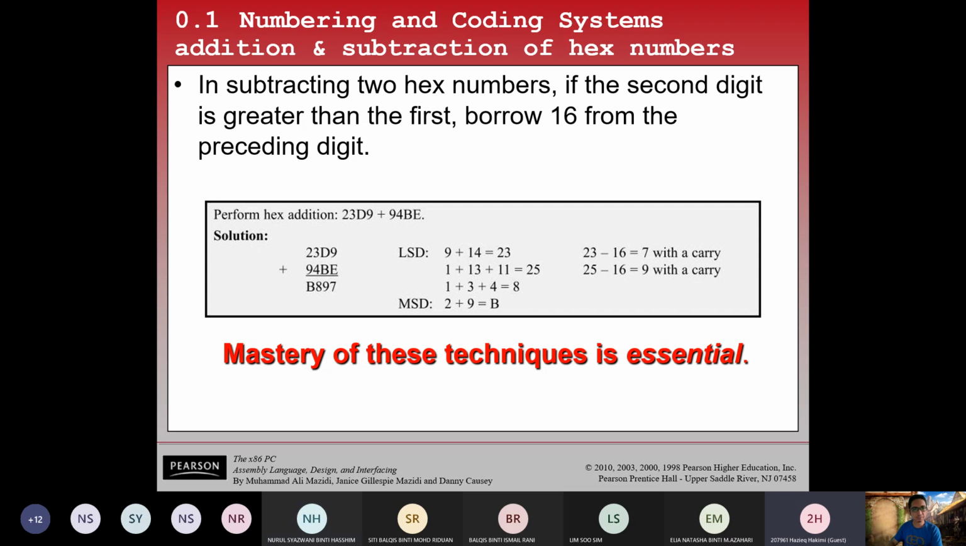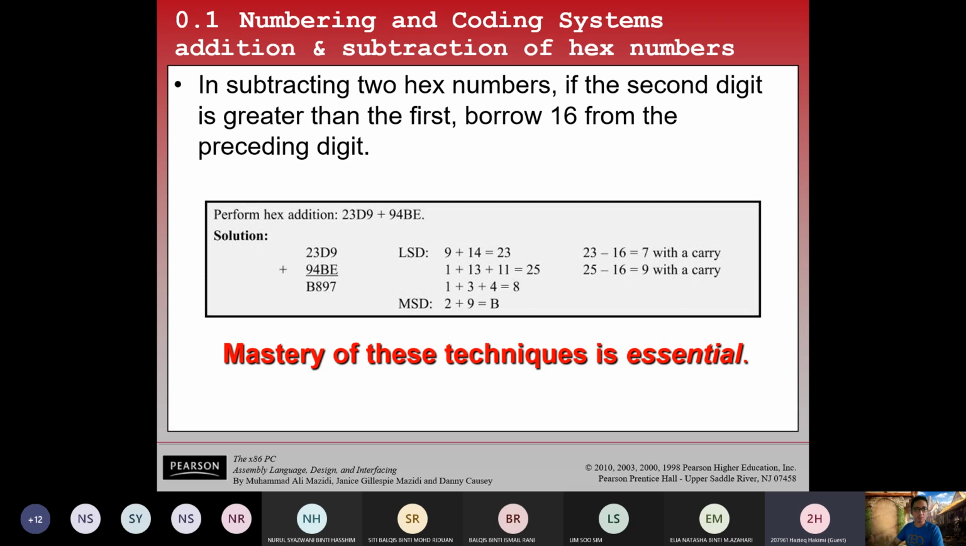Okay, any question? No. Okay, so here 7 minus 4, so it's okay. So you get 3. And then B is 11 minus 9. So you get 2. Okay, so you get the same answer, 23D9. Okay, so that's how you perform the subtraction.